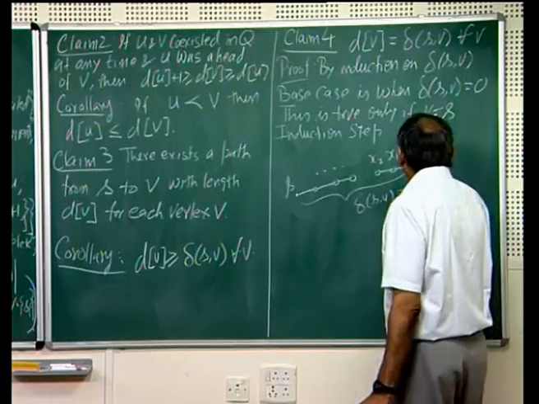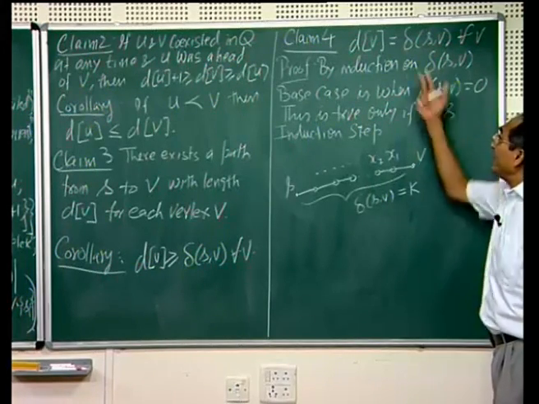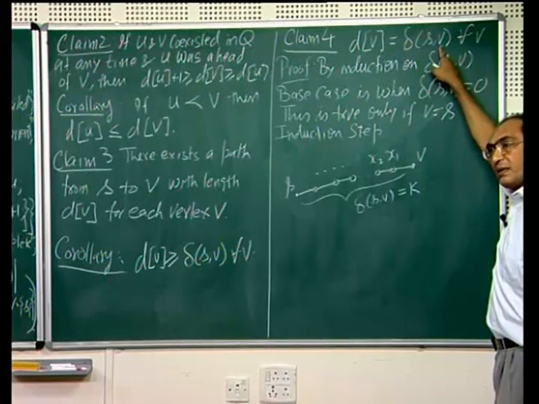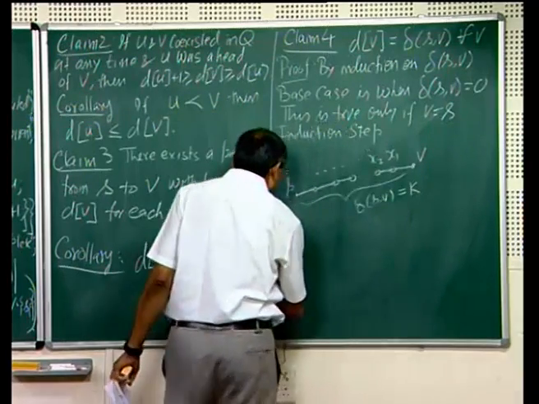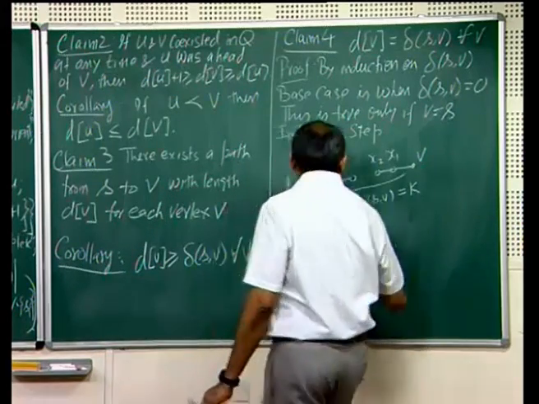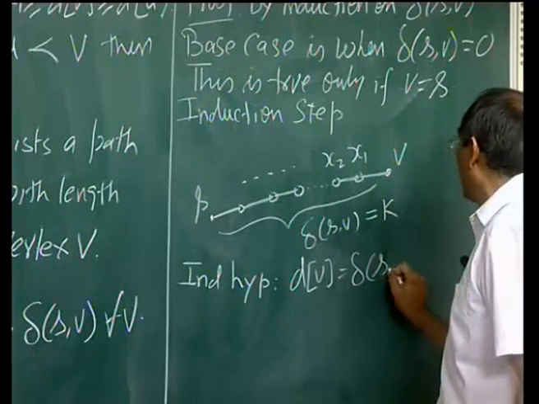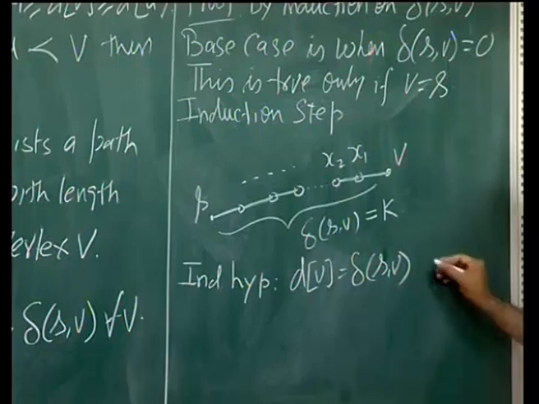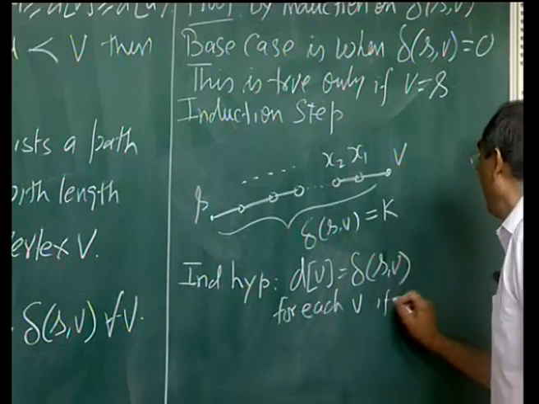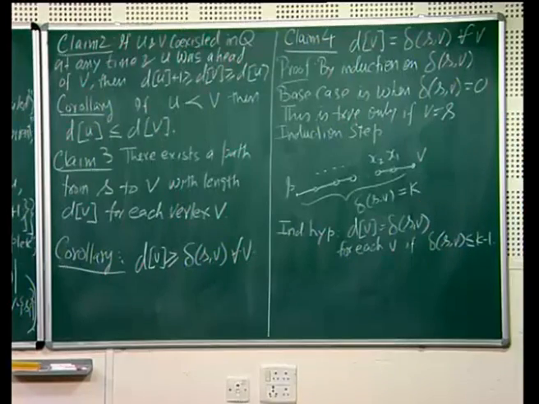Let us say this is K. So, the induction hypothesis is that the claim is true for every vertex V for which delta SV is less than or equal to K minus 1. So, the induction hypothesis says d of V is equal to delta of SV for each V if delta of SV is less than or equal to K minus 1. This is the induction hypothesis.